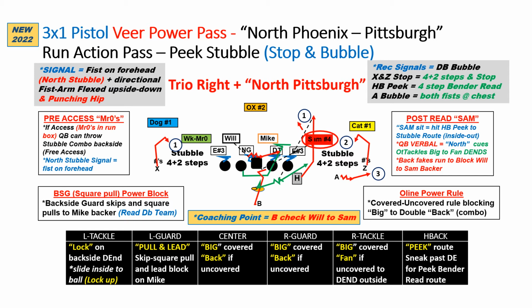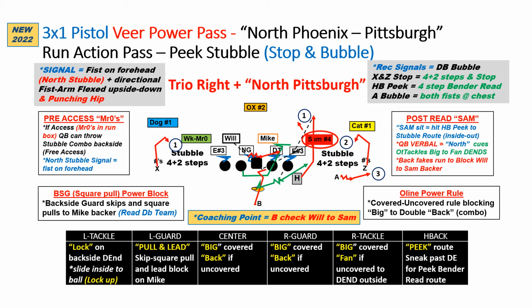We can also do a Veer power pass out of this. Again, we'll just use our north verbal cue. Quarterback signal here is one fist on the forehead, and we call this our stubble route, which is a peek by the H-back, which is a bend or read, but then a stubble bubble, which is a stop and bubble now by the receivers. The technique here is the Z and the X, who normally would be blocking, will go ahead and go 4 steps, and then 2 at a 45-degree angle, and then sit inside. That's your stop route. A still runs his bubble to the sideline.